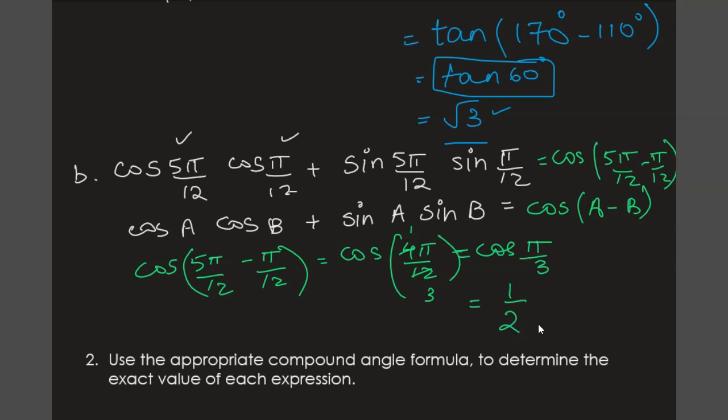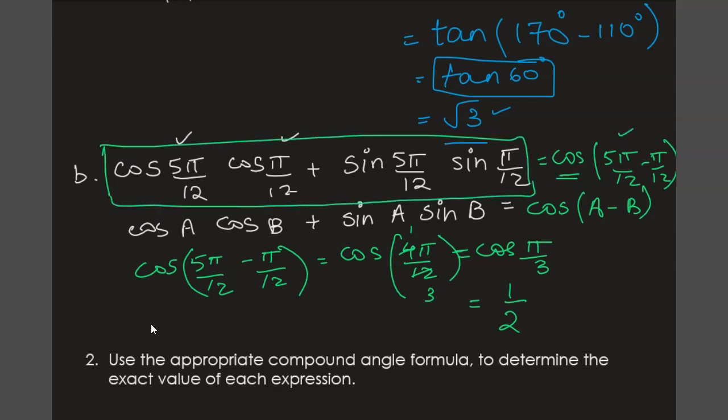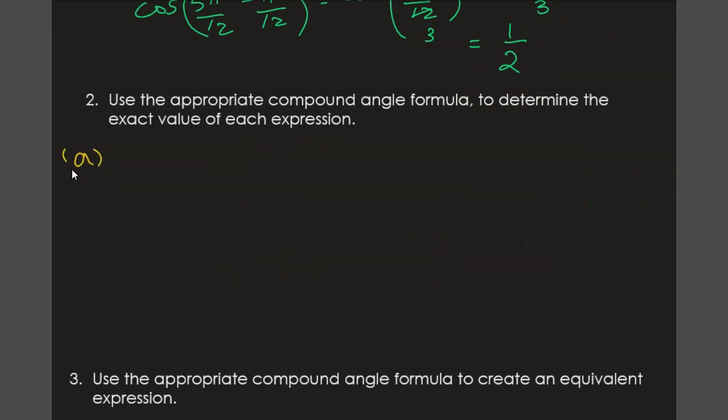This is how we use compound angle formulas when we are given the expanded form of the formula. So this is the expanded form of the formula, and we write it down as one trigonometric ratio. Let's do another problem. Let's read the question. The question says, use the appropriate compound angle formula to determine the exact value of each expression.